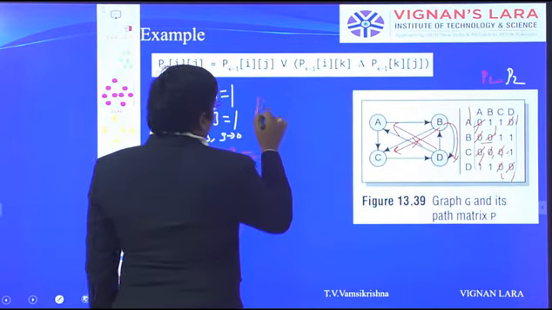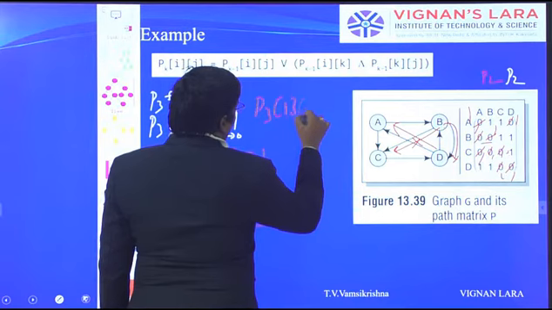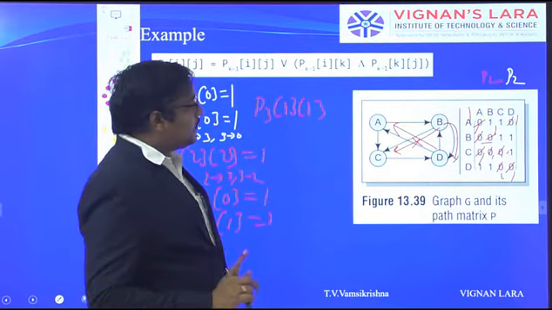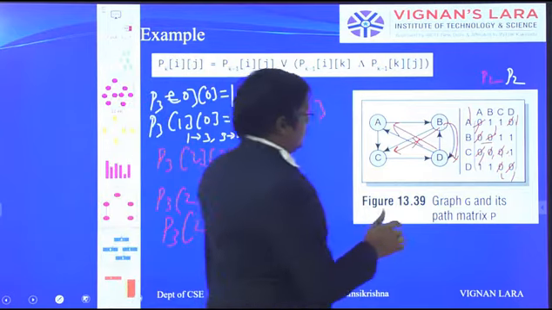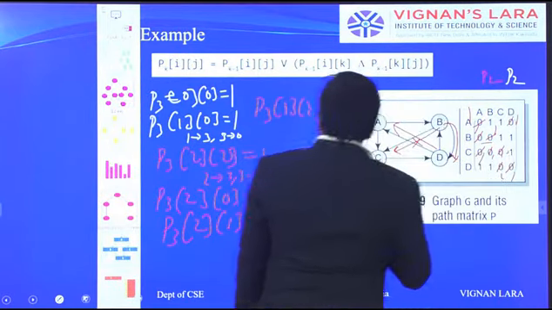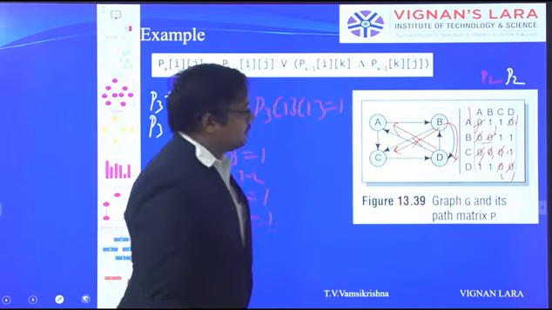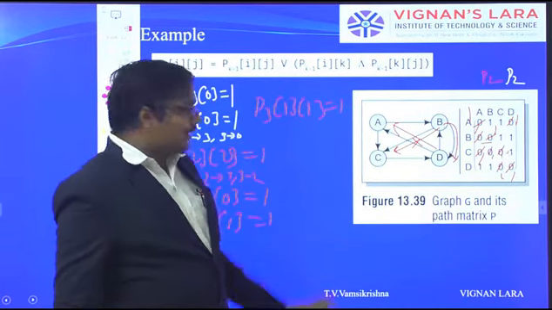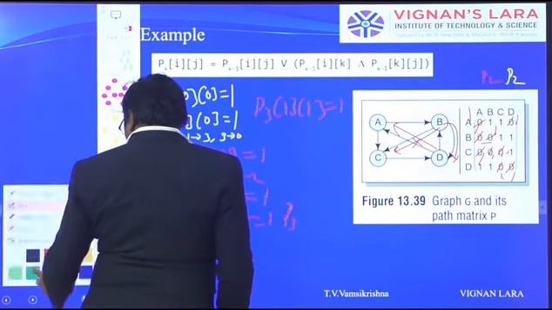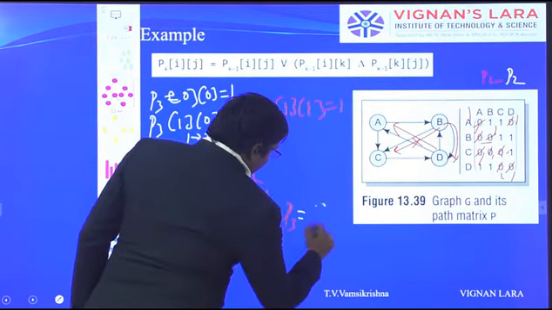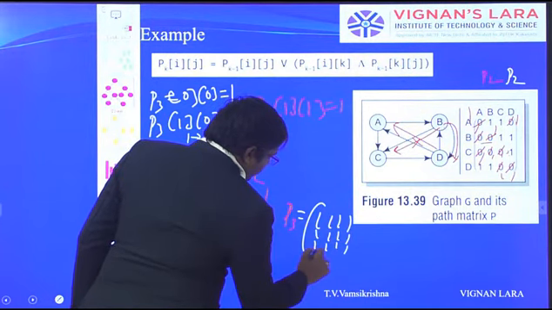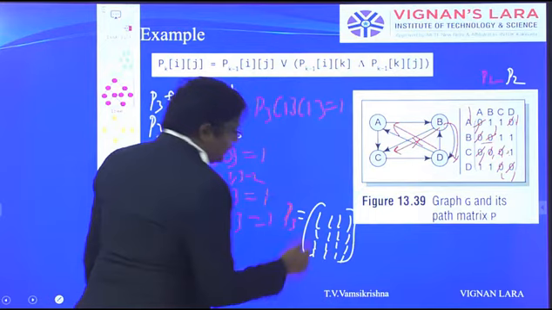Next, we need to calculate P3 of 1, 1. So 1 to 3 is 1, 3 to 1 is also 1. So this one is also 1. So I think almost all the entries are 1. So right now the P3 matrix is all 1s. This is the result.